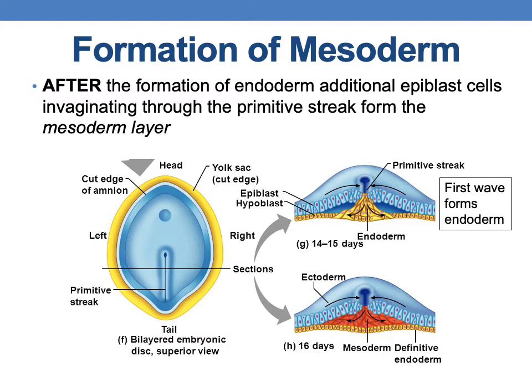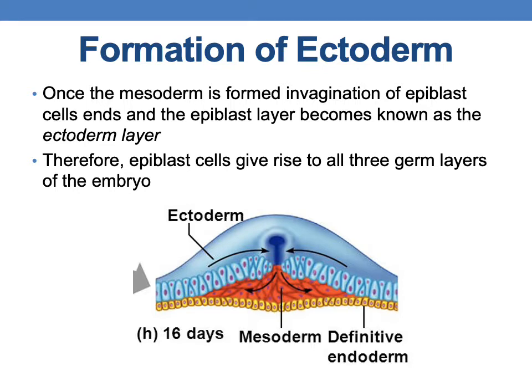Formation of mesoderm. After the formation of endoderm, epiblast cells continue to migrate through the primitive streak. These additional epiblast cells invaginating through the primitive streak will form the mesoderm layer. Formation of ectoderm. Once the mesoderm layer is formed, invagination of epiblast cells ends. The primitive streak stops elongating towards the rostral end of the embryo, and the remaining epiblast layer of cells differentiates into ectoderm. Now all three primary germ layers have been established, and the embryo is now called a trilaminar disc.